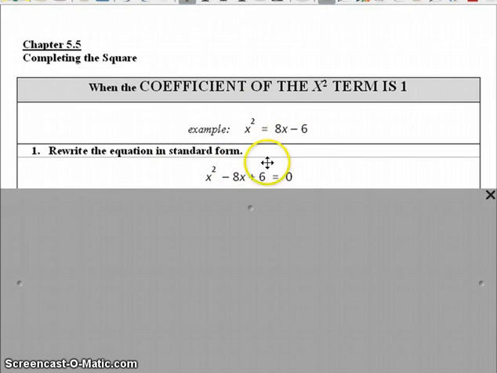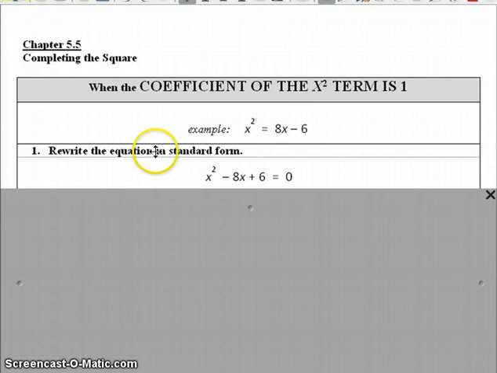I have a guide on my website that goes with this video, and I would suggest that you print it out for yourself and use it as you do the rest of the homework tonight. But let me walk you through this example that they have here, just so this is all clear.